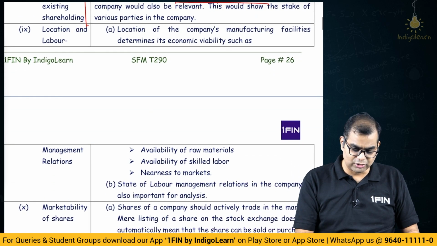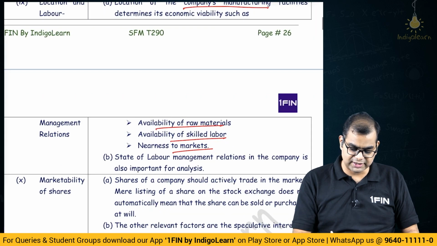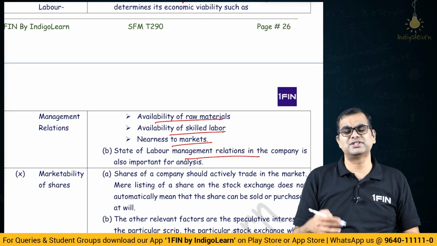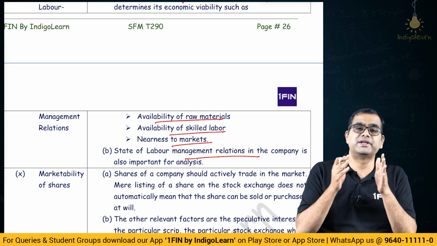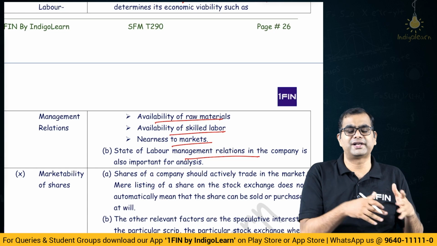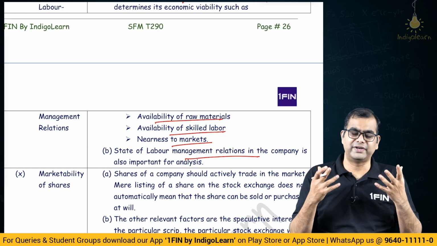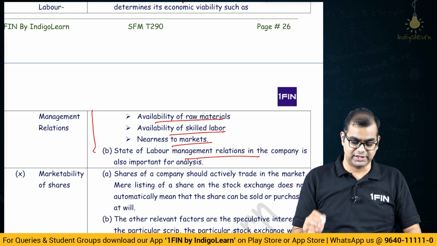Then location and labor: location of the company's facilities, labor management relations, availability of raw materials, skilled labor, nearness to markets, state of labor management relations. This is largely for manufacturing companies, where location near ports, near major consumption markets, near major input raw material markets matters. So it depends on the kind of company or kind of industry. So how do they have any locational advantage and how are their labor relations?